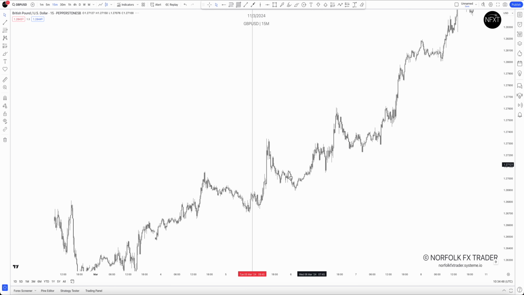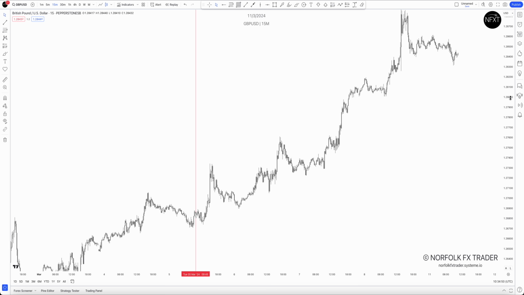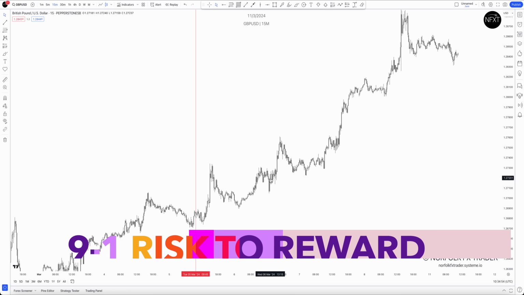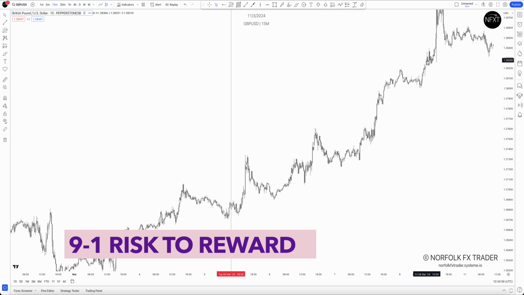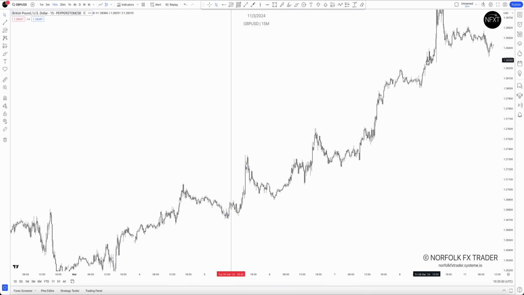Now you can see that the market has completely just exploded up since taking this trade. I only took just under 9-to-1 risk to reward on this trade. Yes, I could have got a lot more out of that trade, but it's not about looking for those high risk to reward trades.